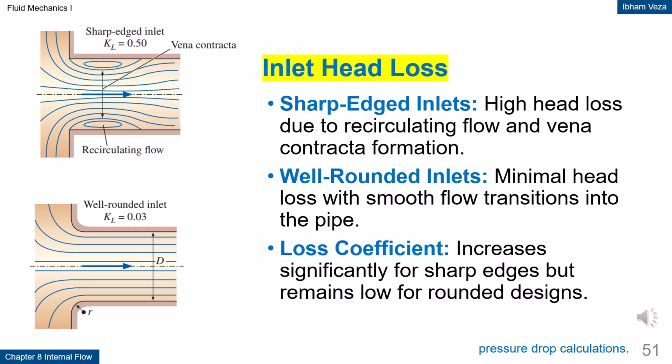Inlet head loss. At a sharp-edged inlet, the flow contracts and a vena contracta is formed. This phenomenon causes flow separation and increased energy loss. At a well-rounded inlet, the flow enters more smoothly and the energy loss is much smaller. The loss coefficient is used to quantify this effect. Good inlet design is very important for improving system efficiency.